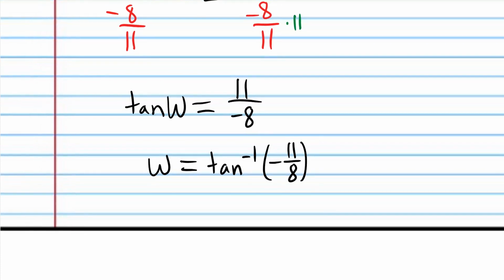So in my TI, I'm going to press the blue button and then the tan button, and then I'm going to enter negative at the bottom right, the negative symbol with parentheses, 11 divided by 8, and then enter. And notice that we actually get a negative angle. So negative 53.9726 degrees.